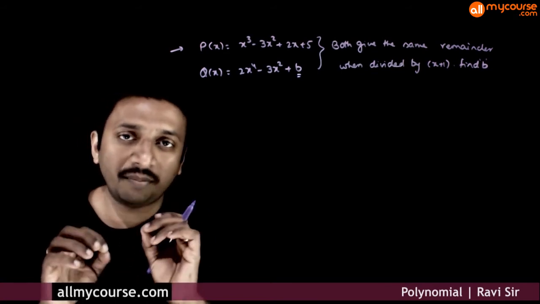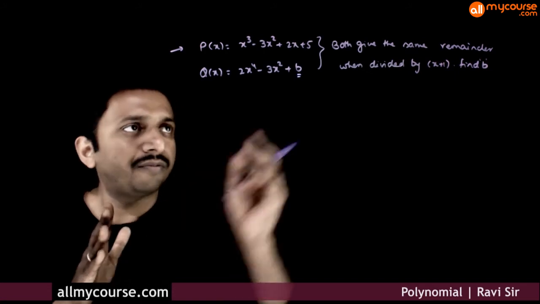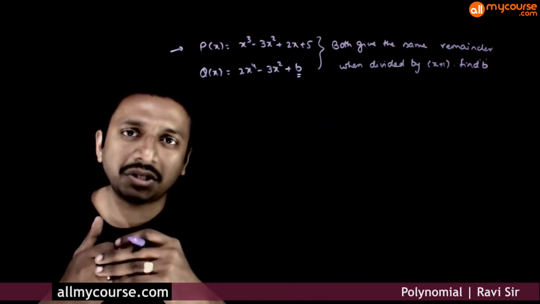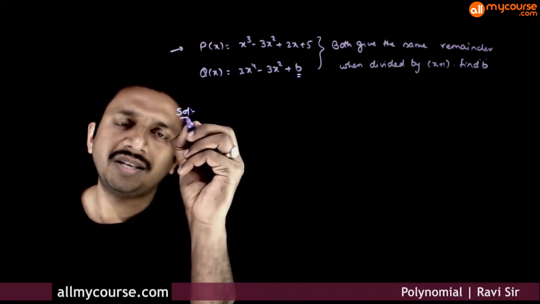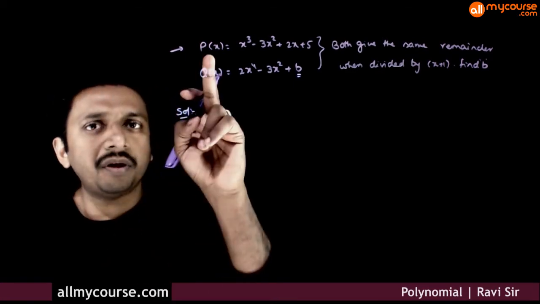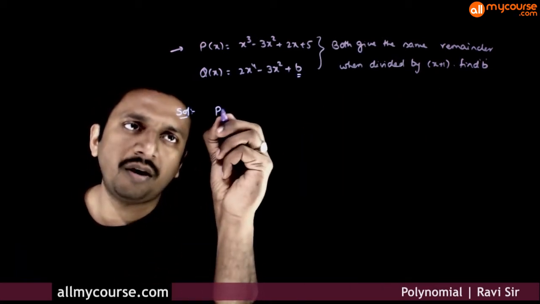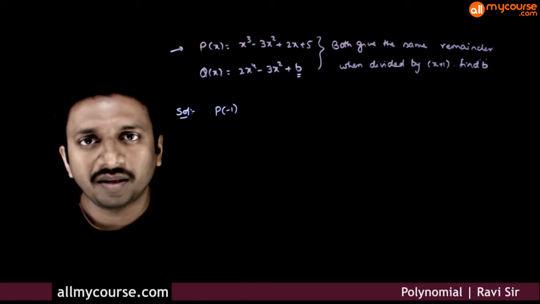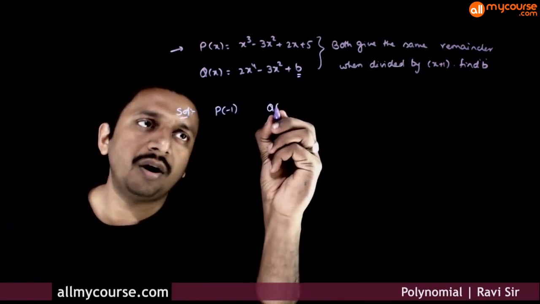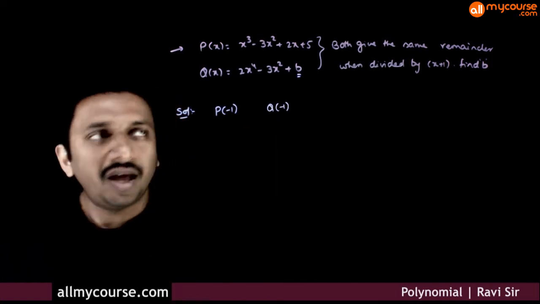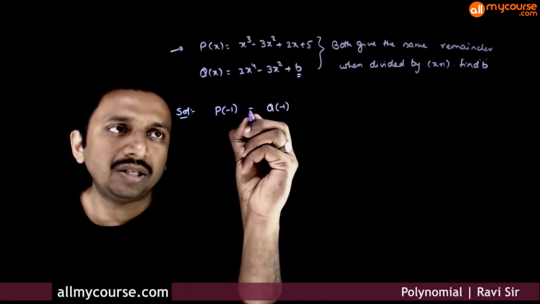If you're given one piece of information, you're asked to find one number. So from the information, try to create an equation and solve that. So what does the remainder theorem say? When p of x is divided by x plus 1, the remainder is p of minus 1, right? When q of x is divided by x plus 1, the remainder is q of minus 1. According to the given information, both give the same remainder. That means these two are equal.